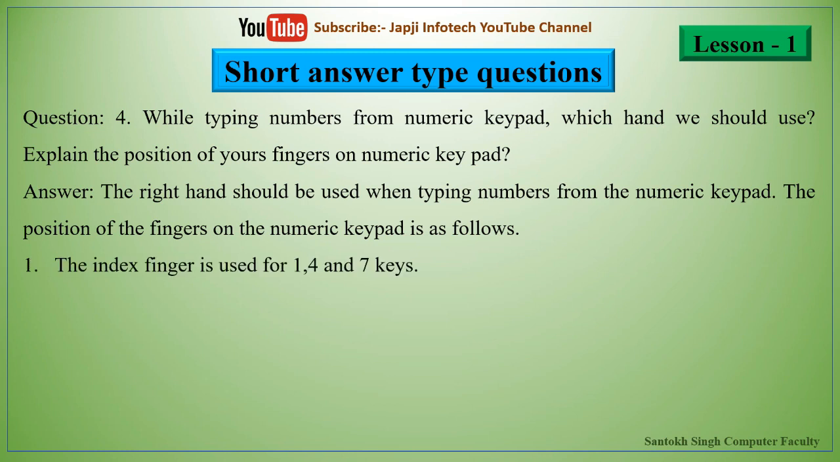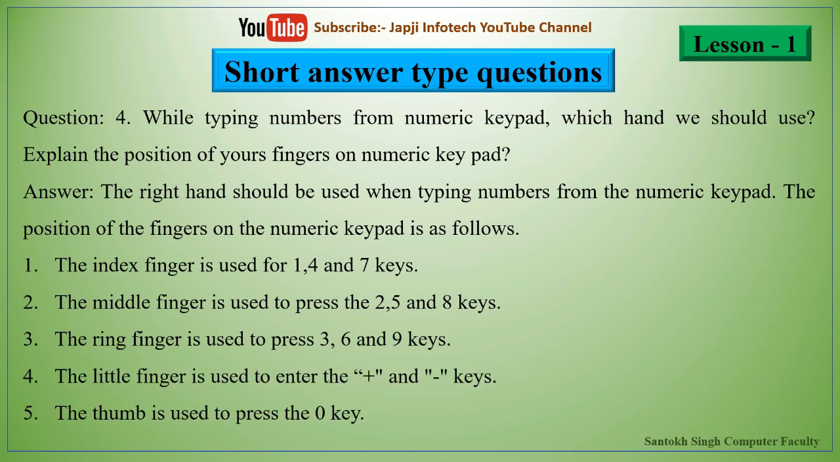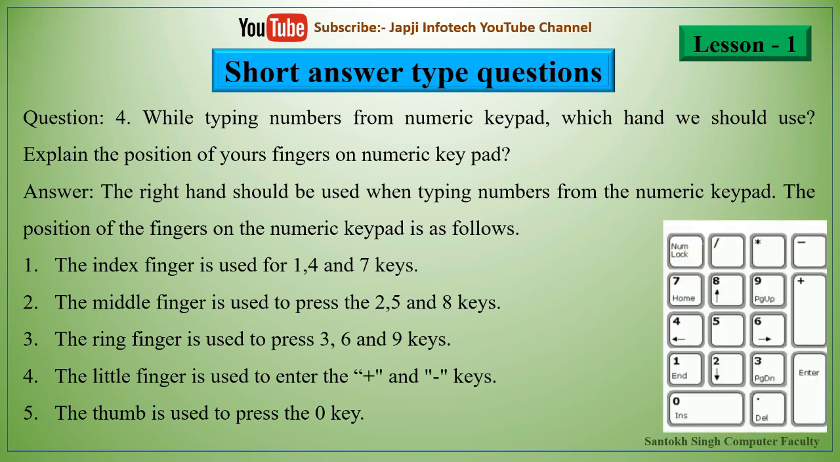The first one is the index finger is used for 1, 4 and 7 keys. The middle finger is used to press the 2, 5 and 8 keys. And the third one is the ring finger is used to press 3, 6 and 9 keys. And the fourth one is the little finger is used to press the plus and minus keys. And the last one is the thumb is used to press the 0 key.